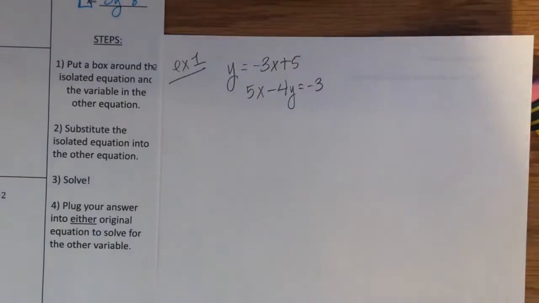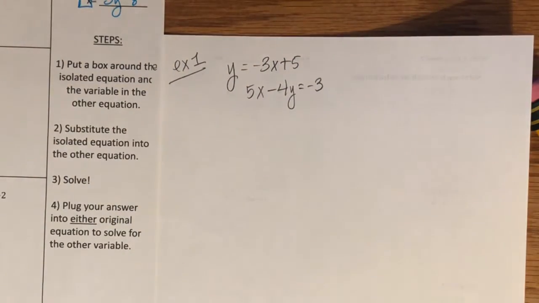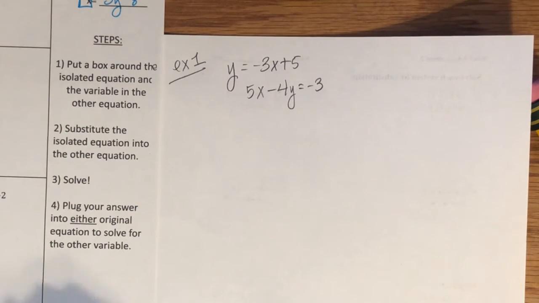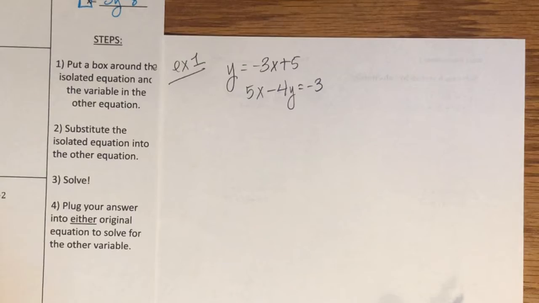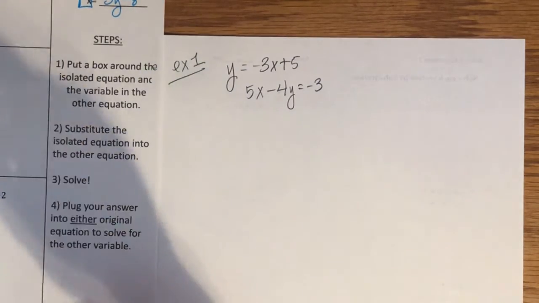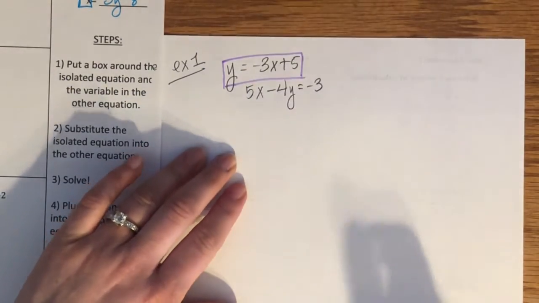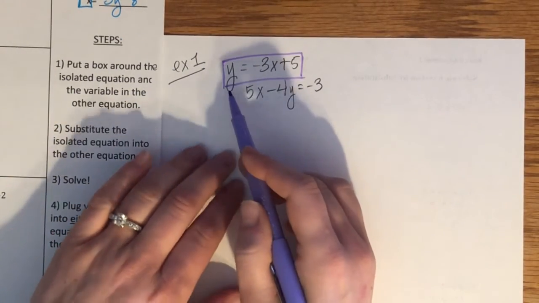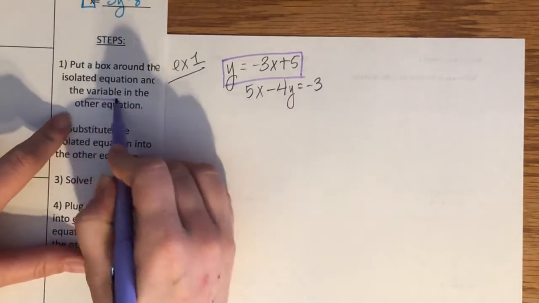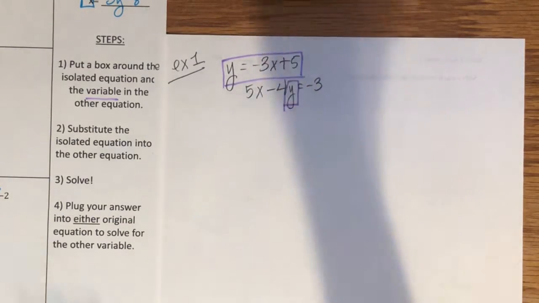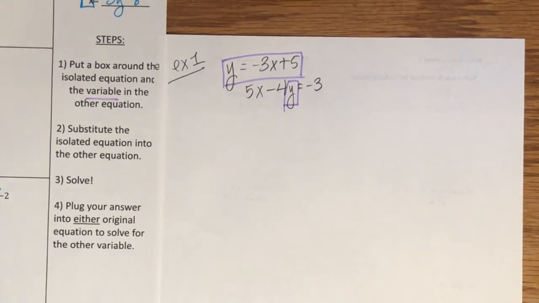So first example we have is y equals negative 3x plus 5. So if you look at step 1, it says to put a box around the isolated equation and the variable in the other equation. I kind of started doing that for you guys on those 6 problems, but there's one extra step we need to do. Besides putting the box around the isolated equation, notice it says put a box around the variable in the other equation. So here I notice it was the y that was isolated, which means the y is where I'm going to plug in that other equation.